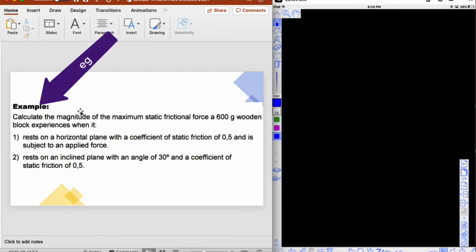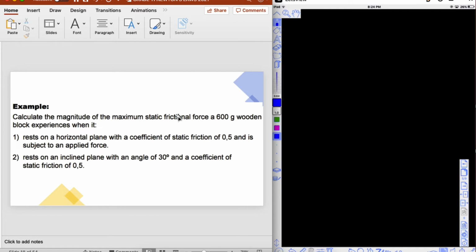Let's look at the example on your left. They say calculate the magnitude of the maximum static frictional force a 600-gram wooden block experiences when it rests on a horizontal plane with a coefficient of static friction of 0.5 and is subject to an applied force. So the best way to solve this problem is by drawing your diagrams. Make sure all the time you draw the diagrams to show all the forces that are acting on the object.